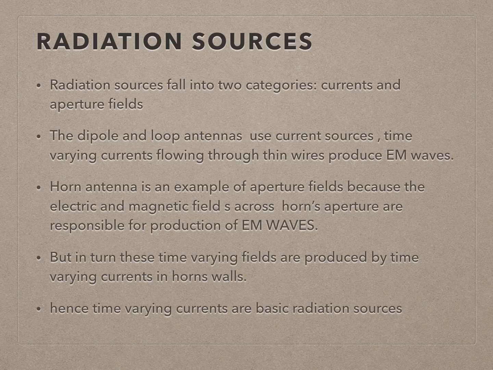Horn antenna is an example of aperture fields. Aperture fields generate electromagnetic waves with the help of time varying electric and magnetic fields across the horn's aperture. But in turn, these time varying fields are produced by time varying currents in the horn's walls. Hence, time varying currents are the most basic radiation sources.